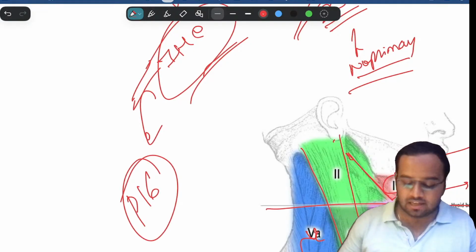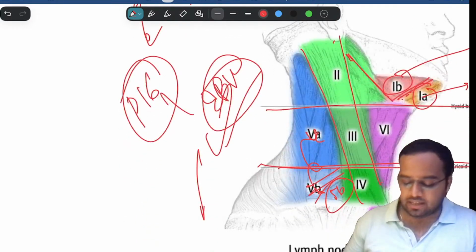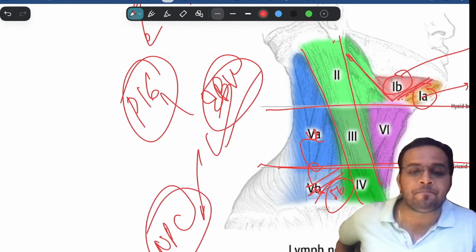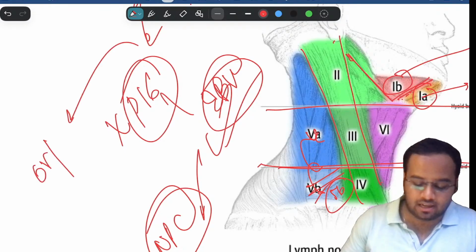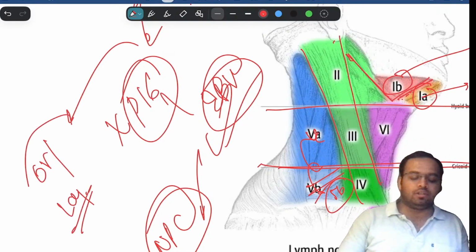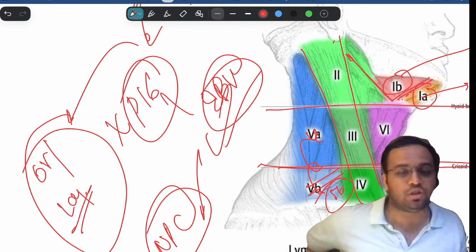Sir, P16 is a marker for Epstein-Barr virus. If it is Epstein-Barr virus positive, you are going to treat this as nasopharyngeal carcinoma. But if it is P16 negative, then you should think of oropharyngeal or laryngopharyngeal carcinoma. So that is very much important when you are dealing with malignancies of the head and neck region, carcinoma unknown primary.